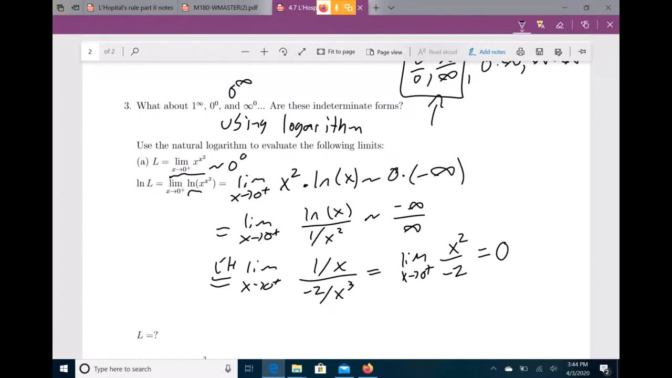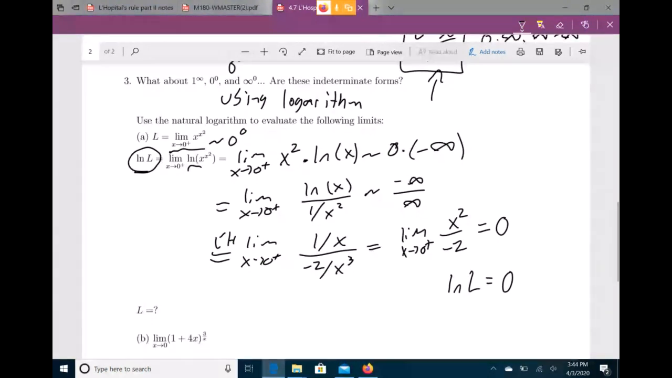Okay, so we've sort of solved something. We actually haven't finished the problem. What we found to be 0 is this term. So we found out that the natural log of L is 0, where L is just the original limit that we're trying to solve.